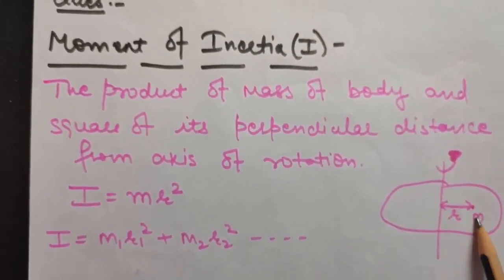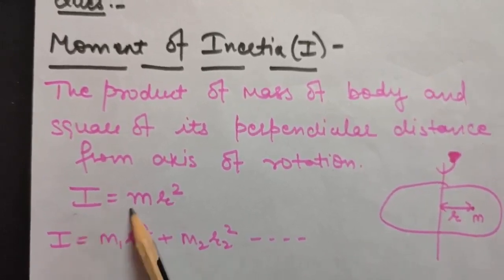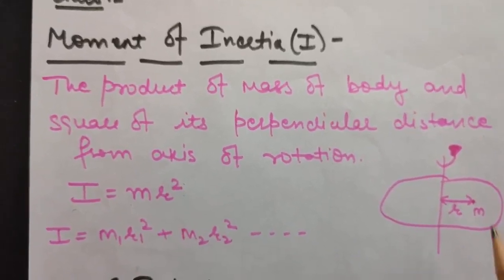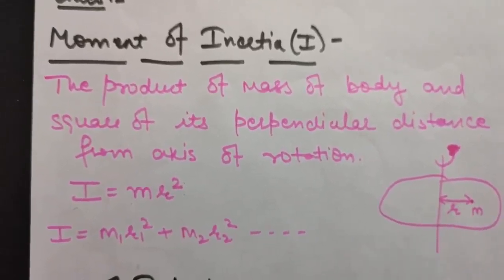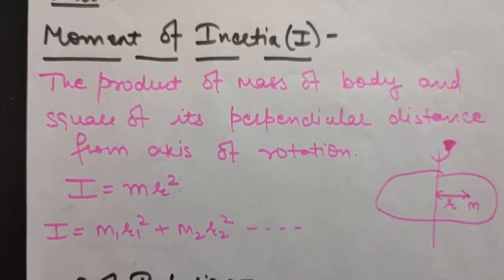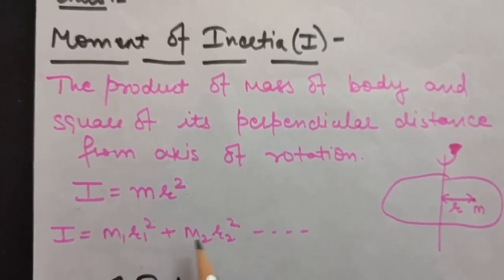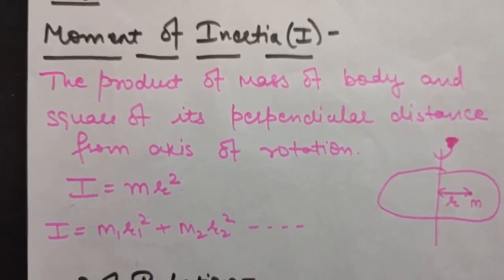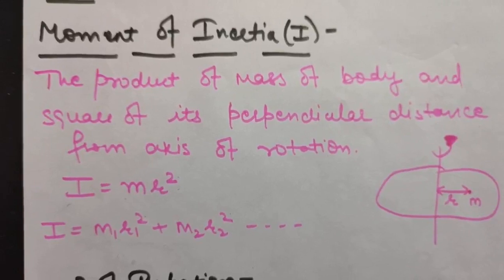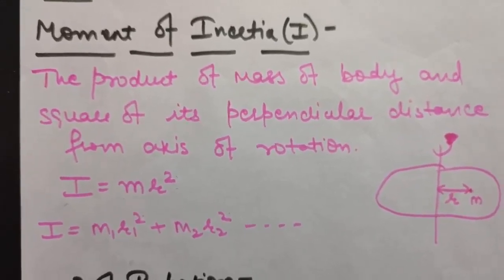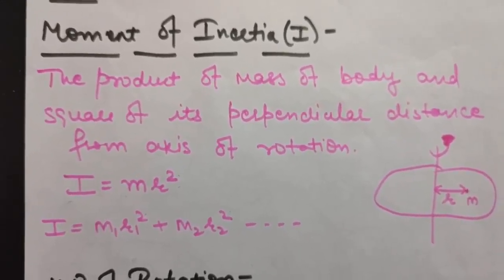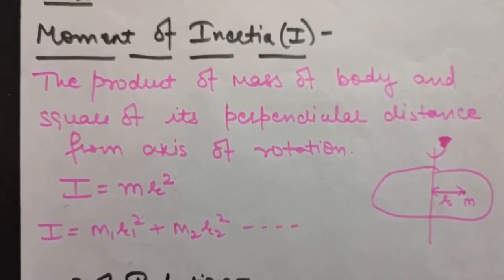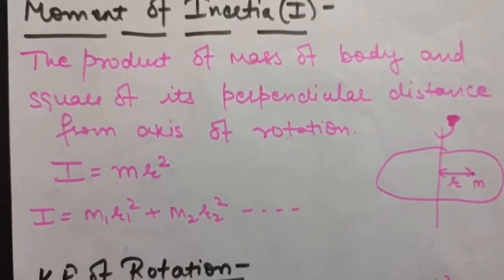So for this particle, moment of inertia can be defined as m into square of this distance, that is mr square. Now suppose there are n particles in this body, so the total moment of inertia of this body will be m1 r1 square plus m2 r2 square plus m3 r3 square and so on, up to however many particles there are. So this is the moment of inertia, that is product of mass and the square of its perpendicular distance from the axis of rotation. Now let us calculate the kinetic energy of rotation.